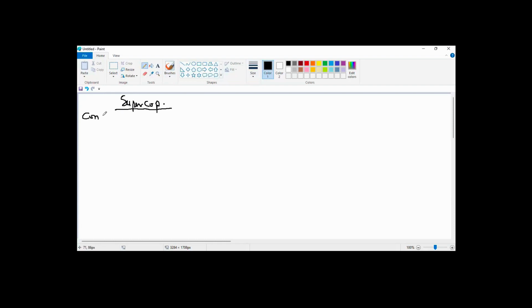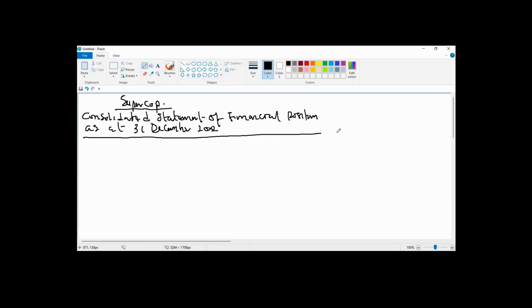Next thing, consolidated statements of financial position as at 31st December 2002. Good. The next thing, assets. The non-current assets, PPE.